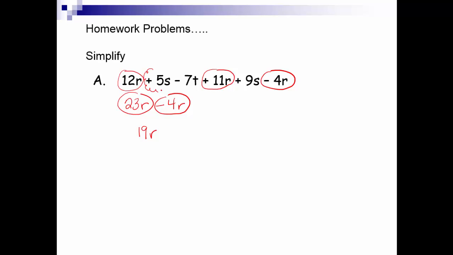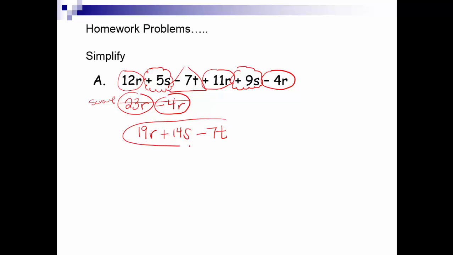Then I'm going to combine the s's. I have plus 5s plus 9s. So this right here we can just consider our scrap. 5s plus 9s. Are the signs the same or are the signs different? Signs are the same. I'll find the sum. The sum of 5 and 9 is 14, so that's plus 14s. And then I look here and I say, oh, the only thing with the t is the minus 7, so that's a minus 7t. These are not like terms, so I can't combine them. So that's my final answer, 19r plus 14s minus 7t.